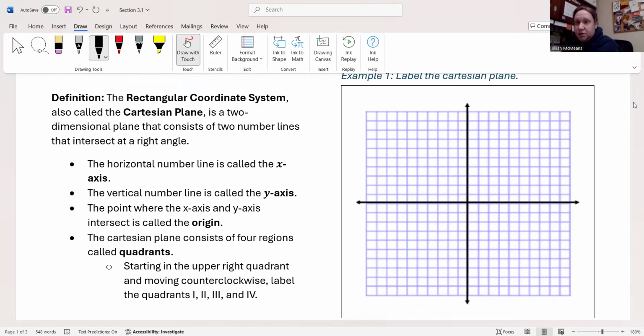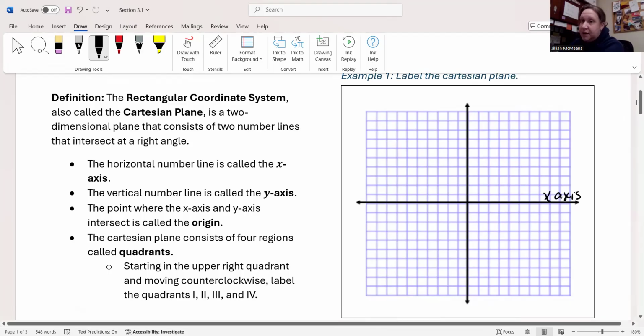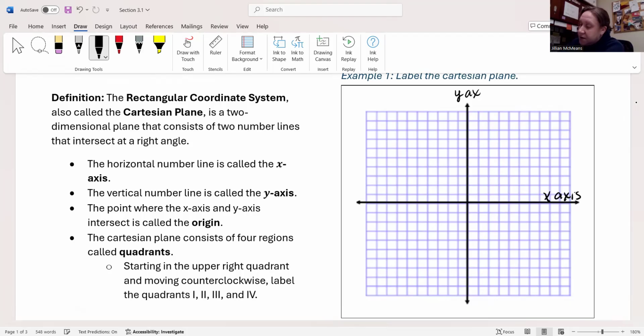Now, we need to understand these two lines that make up the rectangular coordinate system. We also need to understand what these four regions are. First of all, the horizontal number line is called the x-axis, okay? And it is really important that you understand the x-axis versus the vertical number line, which is the y-axis. You absolutely have to know the difference between those two, so start making that make sense in your head now. The point where these two lines intersect is called the origin. So this point right here, and I'm going to label it so you can see it. This is called the origin.